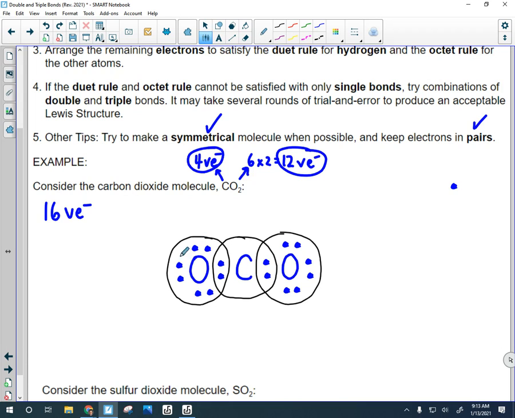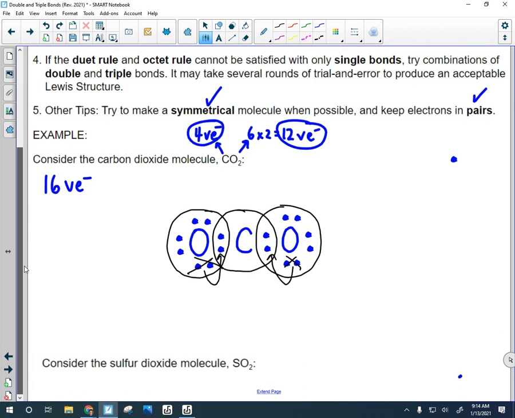So if I take one of these non-bonding pairs and I shift it into the bonding region, that would be good for carbon. Keeping it symmetric, shifting that in. What I'm essentially doing is taking these and moving them in as bonding electrons. All right. So what that's going to do is make carbon in the center with a double bond on either side. That would be a total of 2, 4, 6, 8 electrons available.